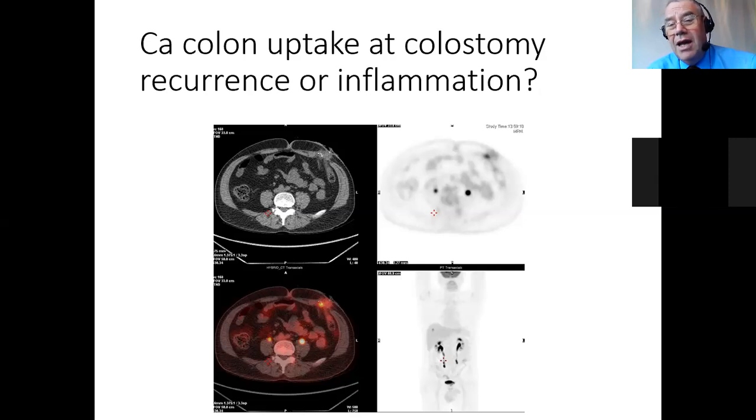So in the end, what we planned to do with this patient, we took out the liver met, and then we reversed the colostomy, but we took out a chunk of tissue at the back of the colostomy. And at histology, this was just residual inflammation. Now, fortunately, there was no tumor present, and the patient did very well.